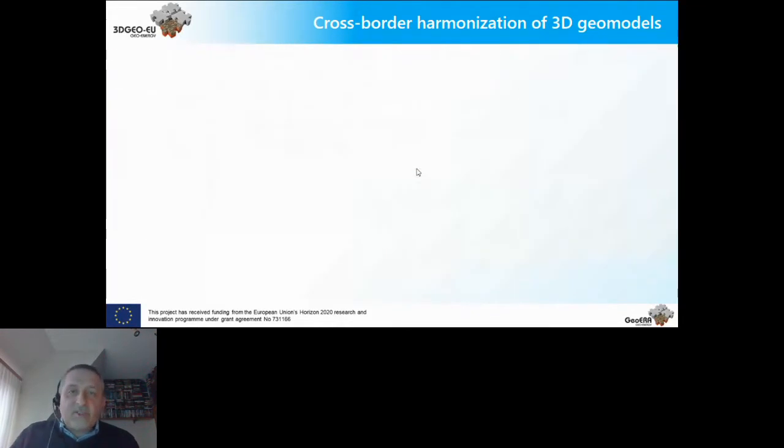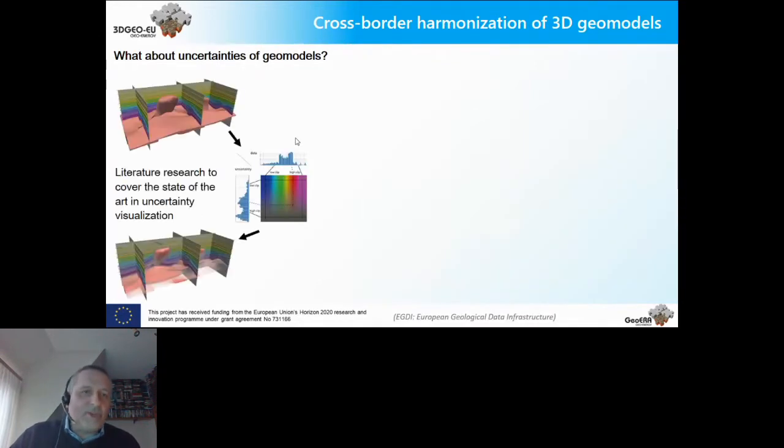So another topic, another question we have: what about uncertainties of geomodels? You know, geomodels always look so pristine, so nice, and there is an idea in the public that 3D geomodels are as precise as, for example, 3D models of buildings that architects use. But we do not know the subsurface as precisely. So these models have uncertainties, and to raise awareness or communicate uncertainties, you could visualize the uncertainties. This is an example here.